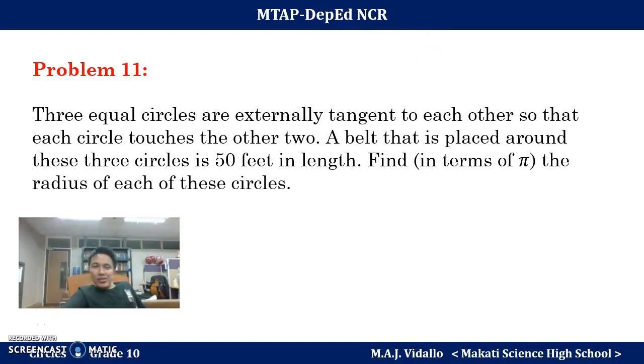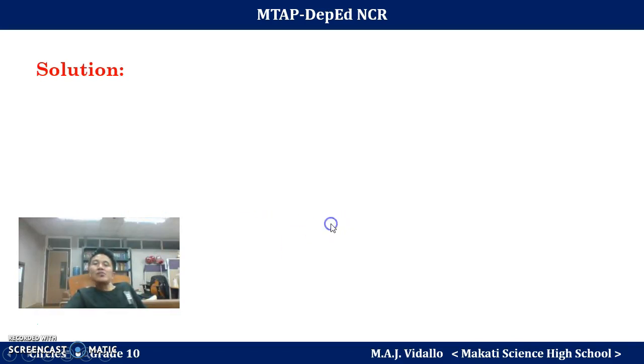That focuses on circles. So at this point, let's focus on problem number 11, and it says here that there are three equal circles which are externally tangent to each other so that each circle touches the other two. A belt that is placed around these three circles is 50 feet in length. Find, in terms of pi, the radius of each of these circles.